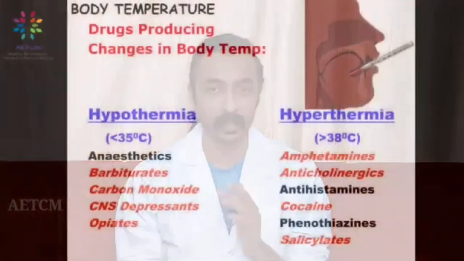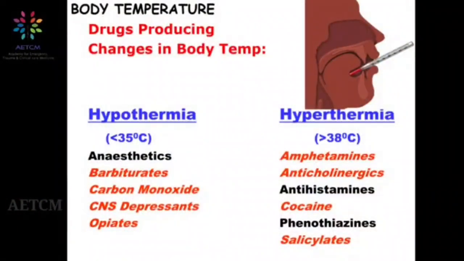What are the common drugs which can cause either hyperthermia or hypothermia? For hypothermia, the common drugs would include CNS depressants, opiates, carbon monoxide, barbiturates and anesthetic agents. And hyperthermia can be caused by cocaine, salicylate, phenothiazines and also amphetamines and anticholinergics. So that is drugs which cause hypothermia and hyperthermia.